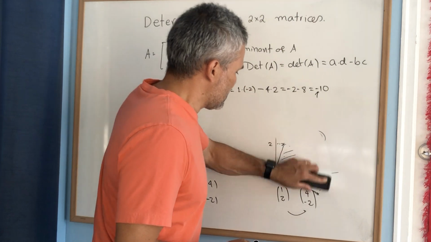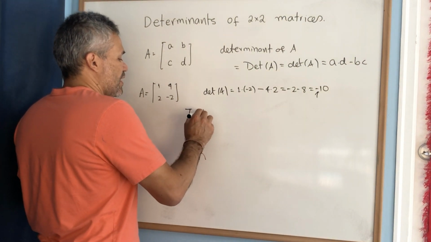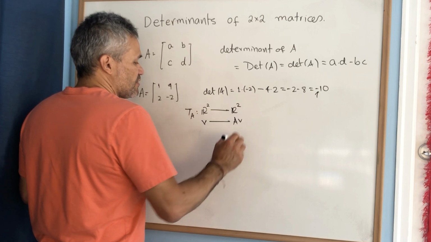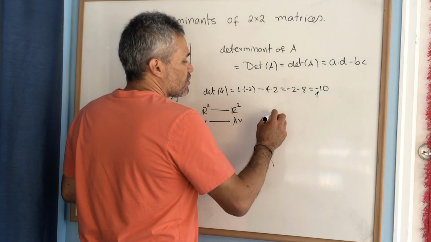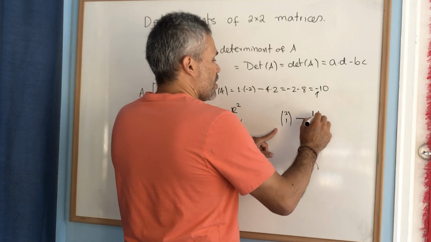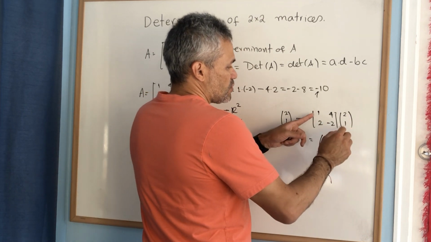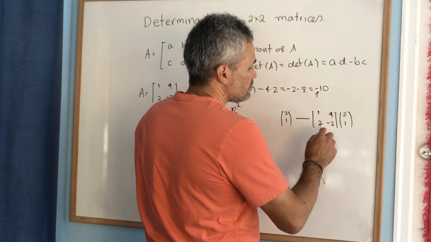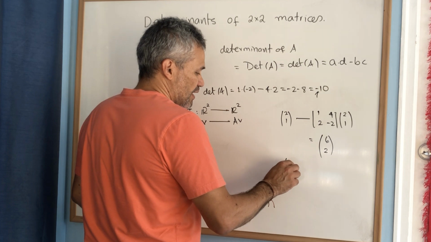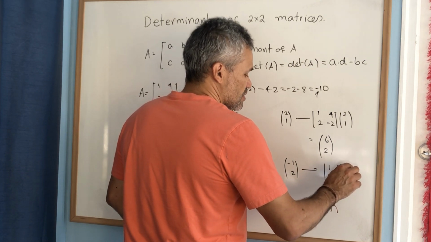We have another interpretation for this determinant, and it has to do with the transformation T of A. Let's remember that the transformation T of A is a transformation, in this case from R2 to R2, and it takes a vector V into the vector A times V. For example, it takes the vector 2, 1 into [1, 2; 4, negative 2] times [2, 1], which is the vector 2 plus 4 is 6, and 4 minus 2 is 2. Then it takes this vector into this vector. We can see that it takes the vector negative 1, 2 into [1, 2; 4, negative 2] times [negative 1, 2].